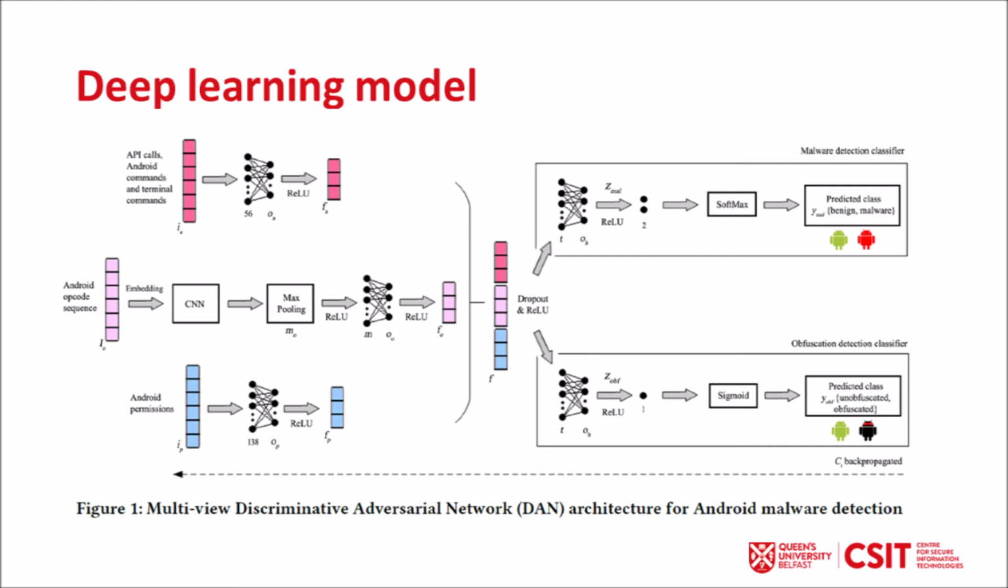These 3 views are the multi-view. The outputs are concatenated in the center, and forwarded into two different classifiers. This is the DAN part of the network. The first classifier predicts if an app is malware or benign, and the second predicts obfuscated or unobfuscated.